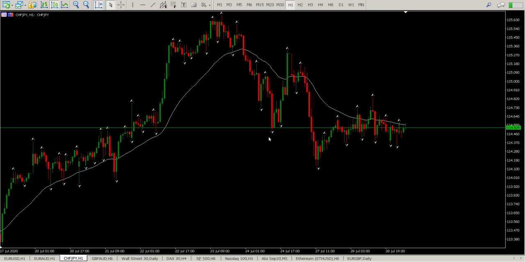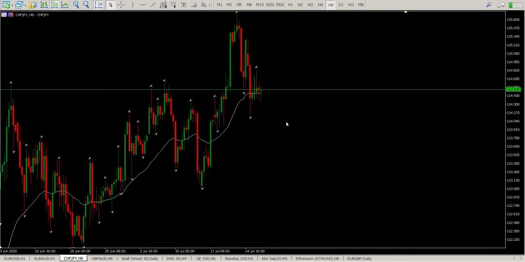Swiss franc, Japanese yen, still watching that from yesterday. Still no trade.